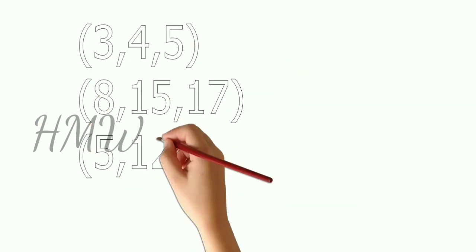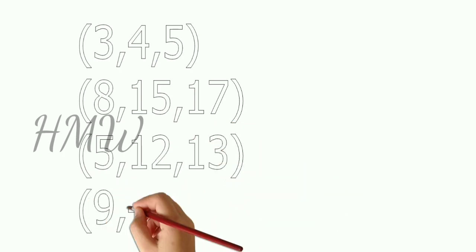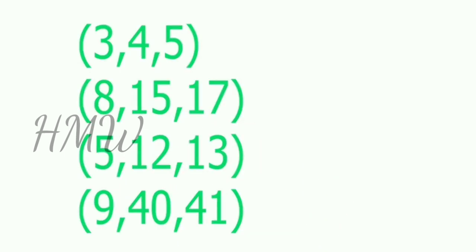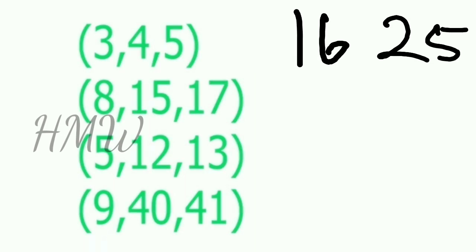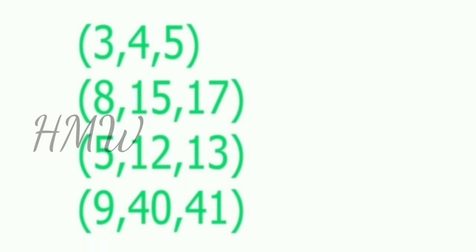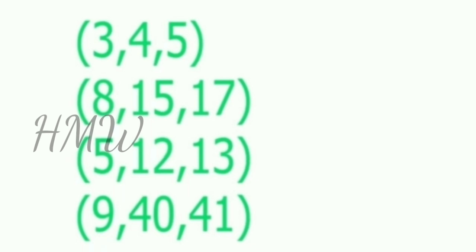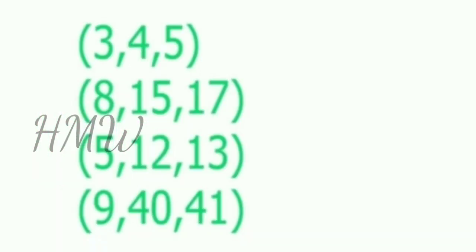Let us see a few examples. 3, 4, 5. 3 square is 9, 4 square is 16, 5 square is 25. So 5 square is equal to 3 square plus 4 square. So 3, 4, 5 is a Pythagorean triplet. Similarly, 8, 15, 17. If you square 17, it is 289, which is equal to 8 square plus 15 square. Similarly, 5, 12, 13 and 9, 40, 41 are Pythagorean triplets.